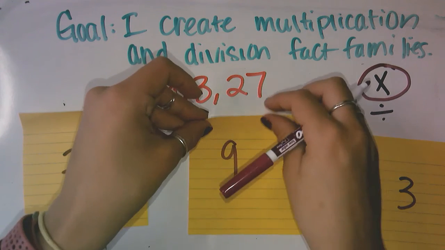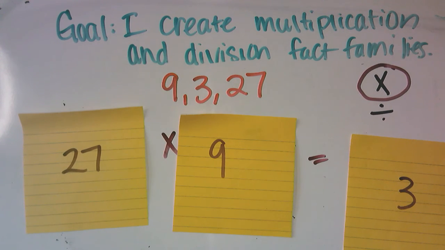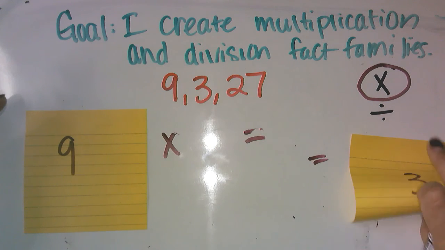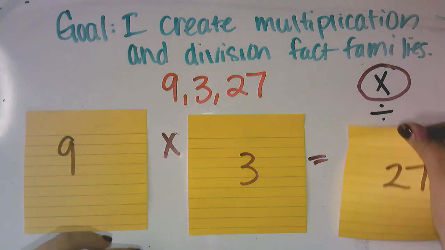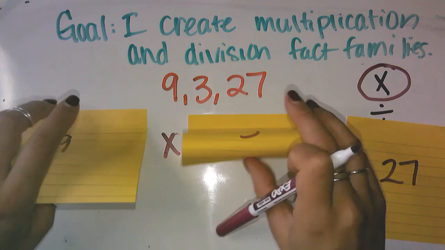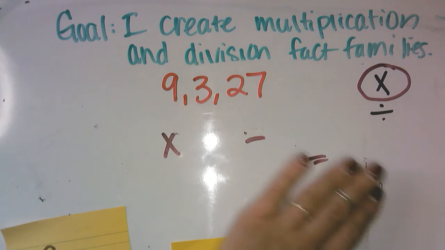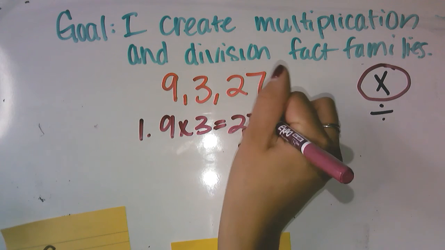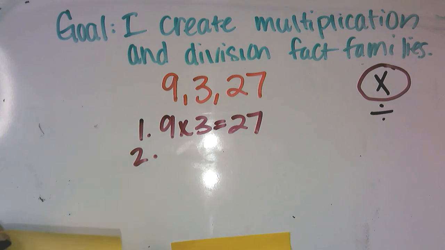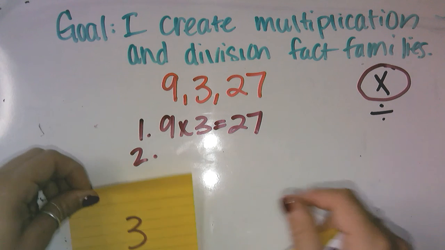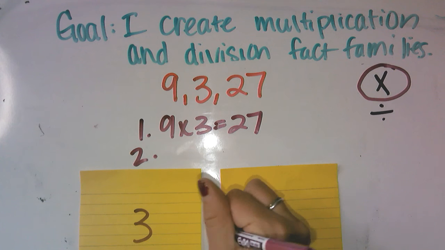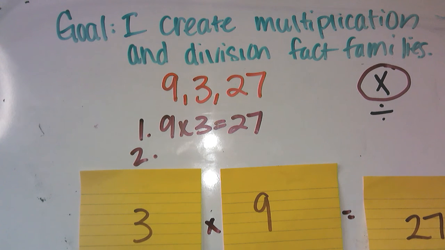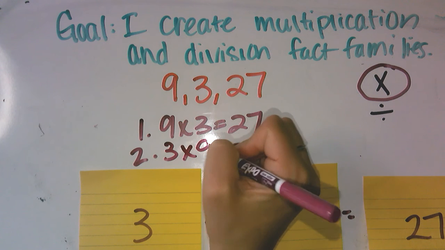So 27 times 9, does that equal 3? No, that does not. That would be a very large number. Let's try 9 times 3. And 9 times 3 does equal 27. So then I could write that down as one of my facts. So I could write down 9 times 3 equals 27. Now I could flip-flop my numbers and go 3 times 9 equals 27. And that's true as well. So I'd write that down.